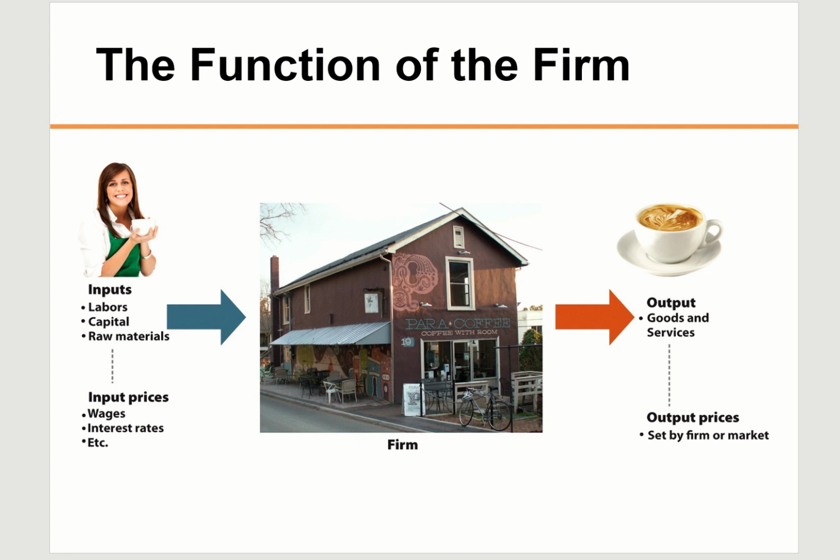And then once they produce it, they will sell this good. And this stuff they sell, remember, this is called goods and services. In this chapter, we call this output. So the stuff you need is called input, but the stuff you produce is called output.